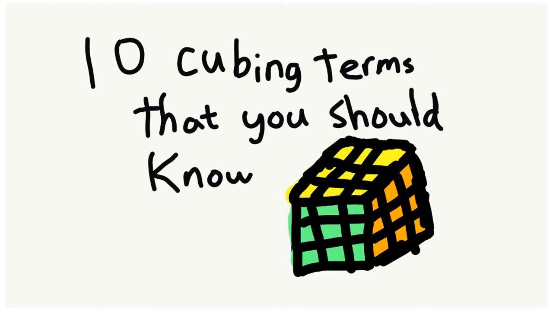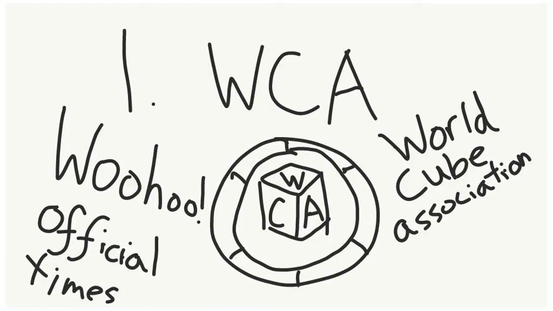10 cubing terms that you should know. Number 1, WCA. So WCA is the World Cube Association, and it basically governs over all cube competitions. Records are only official when competing.